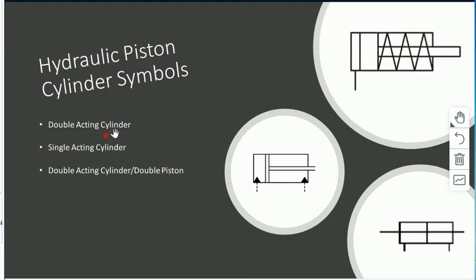Again, double acting cylinder. It's not the right sequence, is it? It's that one here, so that's the one with the two ports. Single acting cylinder, that's the one with the single port, but the spring. And then we've got the double acting cylinder, double piston, and that's this diagram down here. Okay.